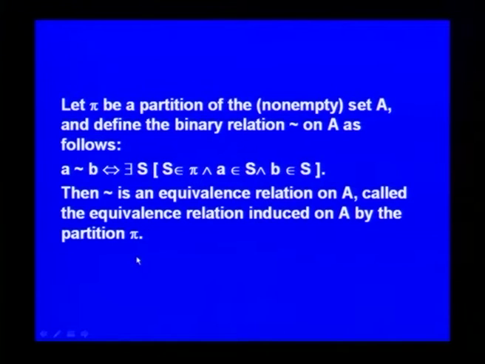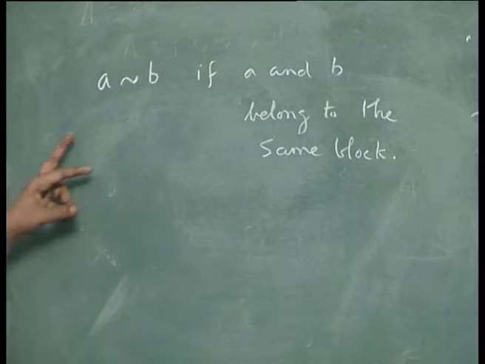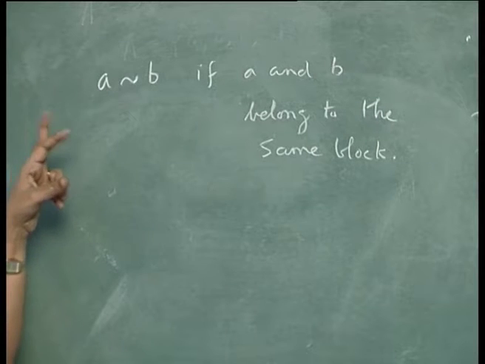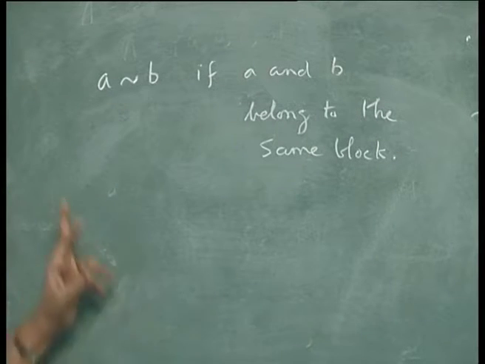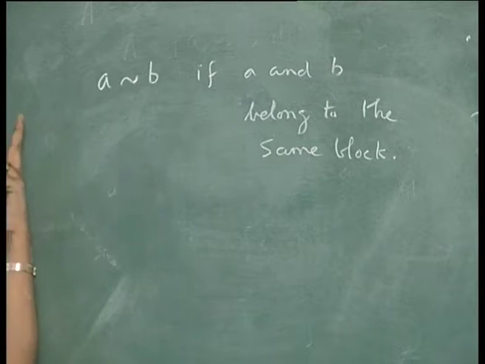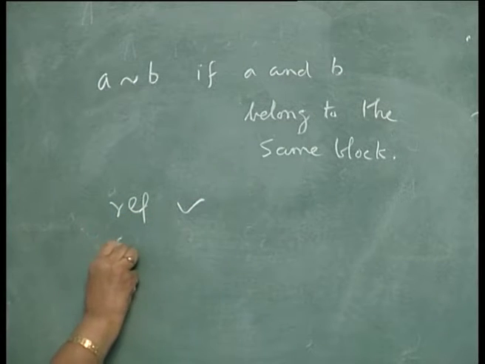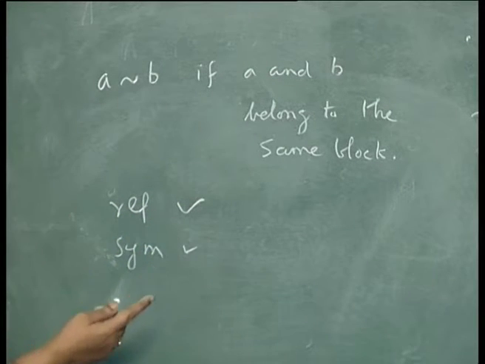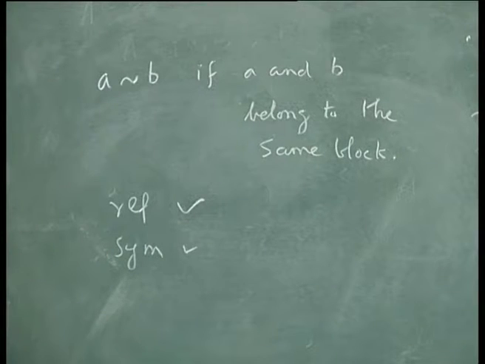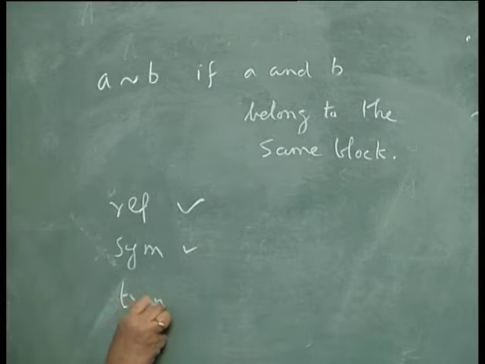This is an equivalence relation because reflexive property will be satisfied, A will be related to A because it is in the same block, and if A and B are in the same block, B and A are in the same block. So, symmetric property will be satisfied. Then transitive property is also satisfied because if A and B are in one block and B and C are in one block, that is A, B, C, all of them will be in the same block. So, A and C will be in the same block. So, the transitive property is also satisfied.